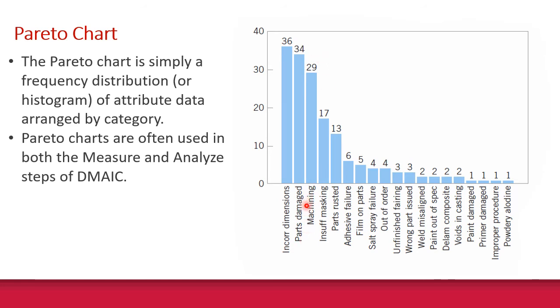So you can use the previous chart and make a Pareto chart out of that and graph what the frequency is. It gives you an idea of what happened most here that causes problems. Pareto charts are useful, again, in the measure and analyze stages of DMAIC.